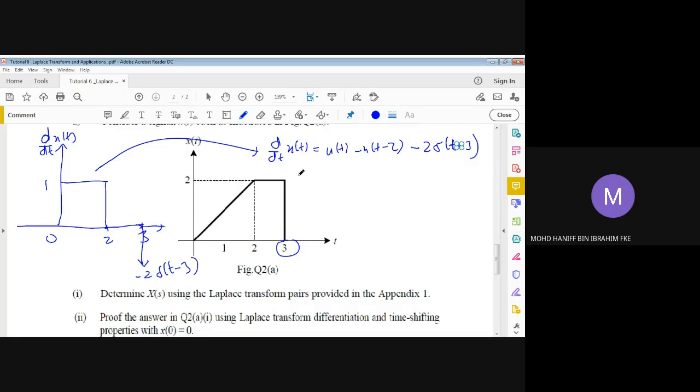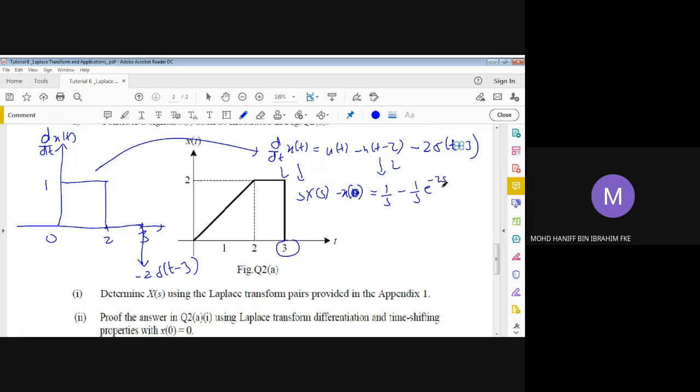Now we can do the Laplace transform for both sides, left and right. This will give us sX(s) minus x(0). That's why the question gives us x(0), because it needs to be used here. Even without it, we can deduce that it is 0 as mentioned before. This equals, for u(t), 1 over s. For the next, we have 1 over s exponential negative 2s.